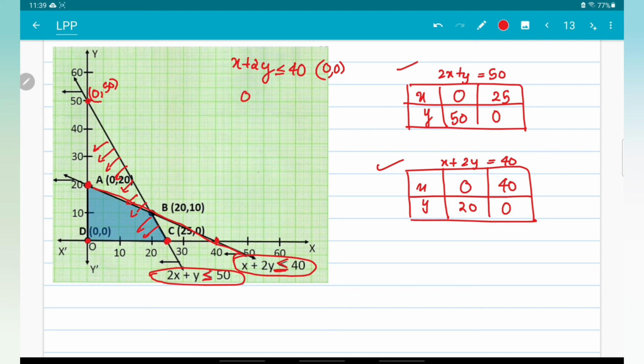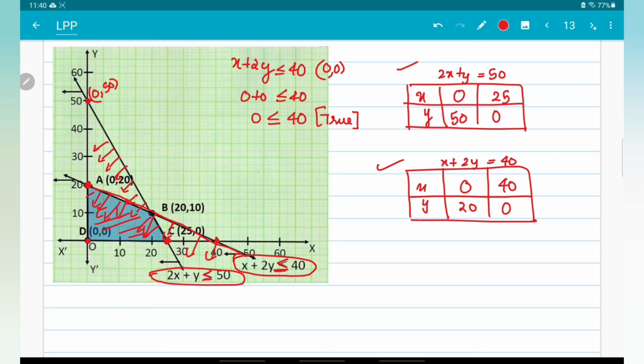When I put x as 0 and y as 0, I get 0 is less than or equal to 40. In this case also 0 is less than 40, which means this inequality is true, so again I have to shade towards this point 0, 0. Now when I shade these two regions, I get this blue part. As you can see, this blue part is our common region, that is our feasible region.